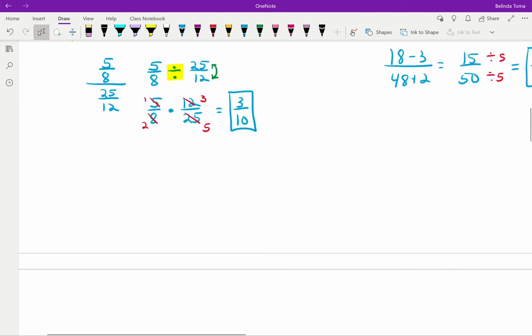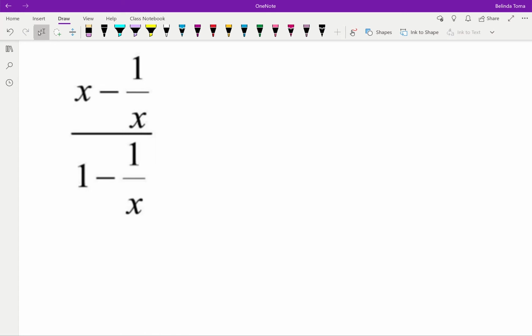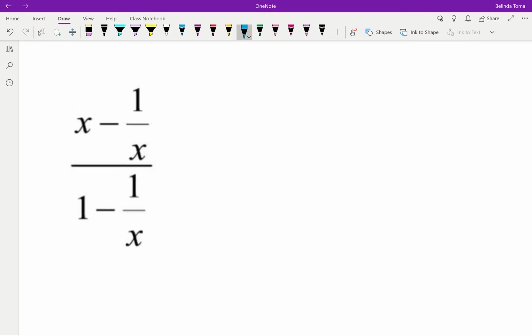So let's look at our first rational expression. So here we have x minus 1 over x divided by 1 minus 1 over x. So if I use method 1, so I'm just going to mark this up here with a 1. When I'm using method 1, I'm simplifying the numerator and then simplifying the denominator. So the first fraction, the common denominator would be x. So I would multiply the first term by x over x, what it's missing. That would get me x squared minus 1 over the common denominator of x.